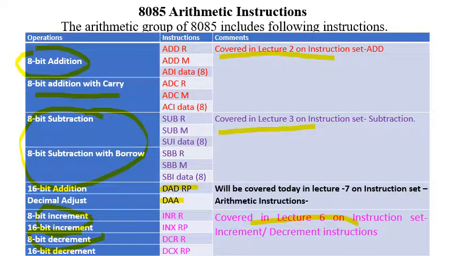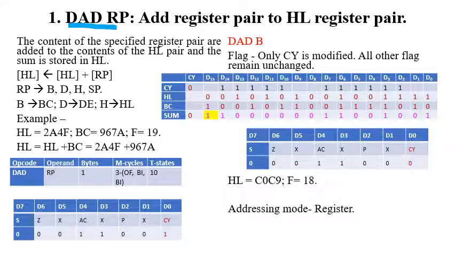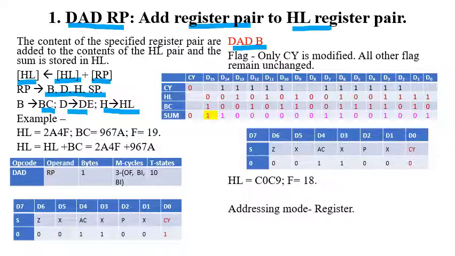today. The first instruction is DAD RP, that means add content of register pair to content of HL and result is stored in HL, where register pair can be B, D, H or SP. B stands for BC, D stands for DE and H stands for HL register pair. In the instruction, we have to mention only higher order register. For example, if we have to add content of BC and HL, we will write DAD B. B will automatically stand for BC register pair.